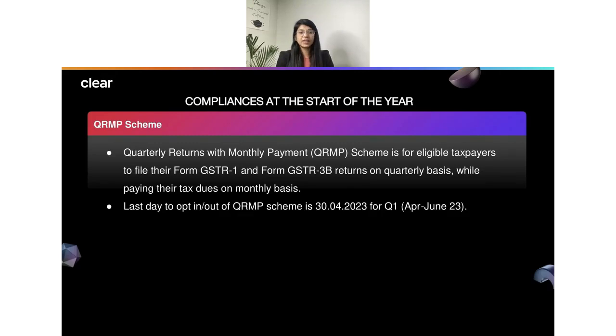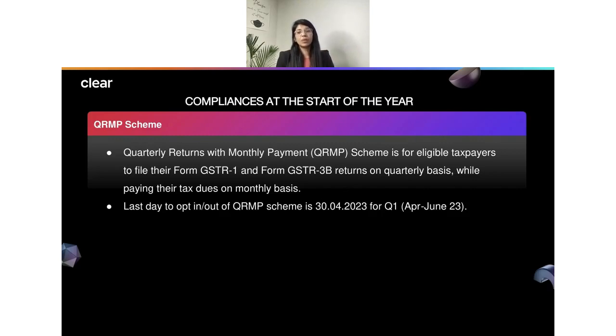So Dinesh, if your turnover is up to 5 crore, in that case you can opt for the QRMP scheme, which means you can file your GSTR-1 as well as GSTR-3B on a quarterly basis. But when it comes to making the payment, you always have to make the payment on a monthly basis.